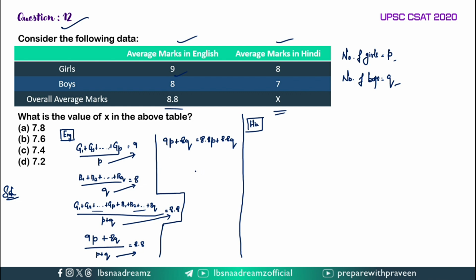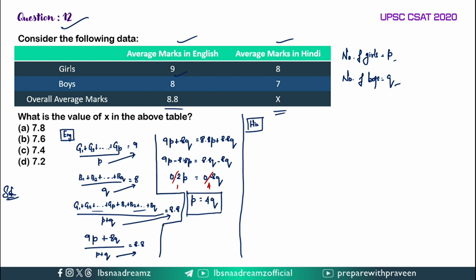So we will take P on one side and Q on another side. 9P minus 8.8P is equal to 8.8Q minus 8Q. 0.2P is equal to 0.8Q. So we can cut this 1 and 4. P is equal to 4Q. So number of girls is equal to 4 times the number of boys.